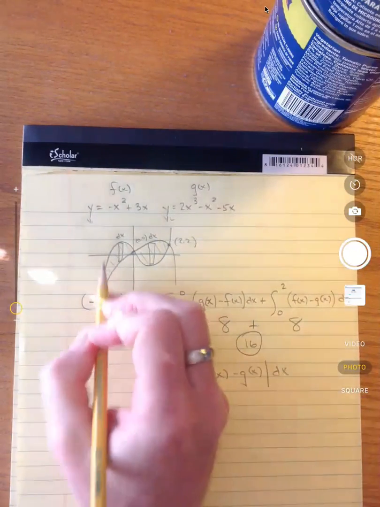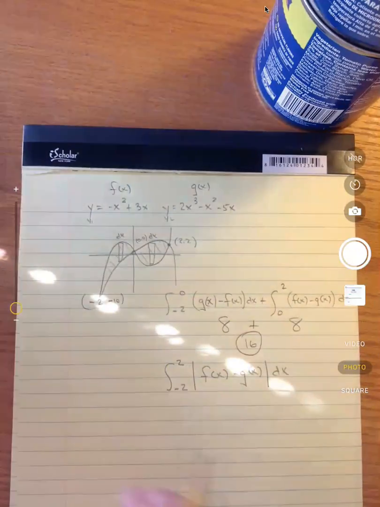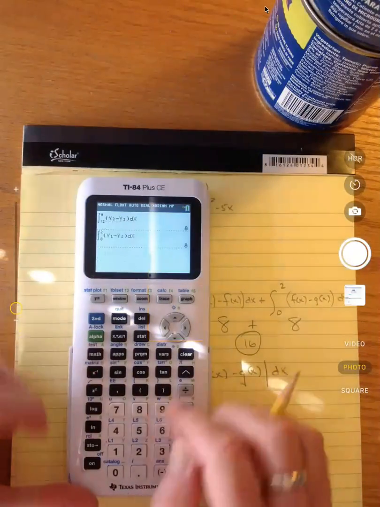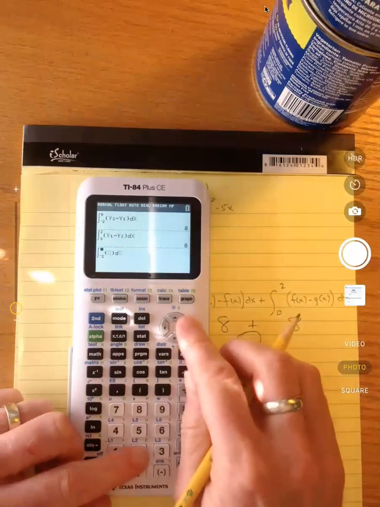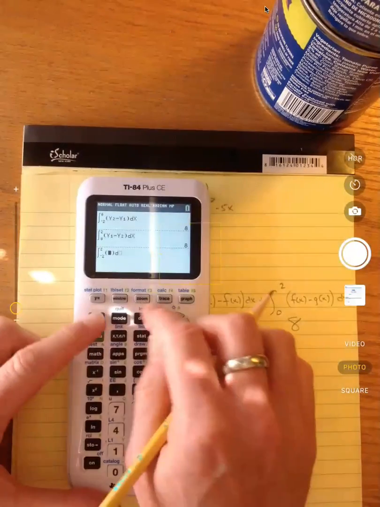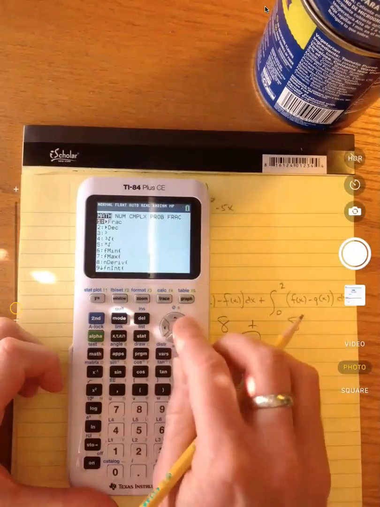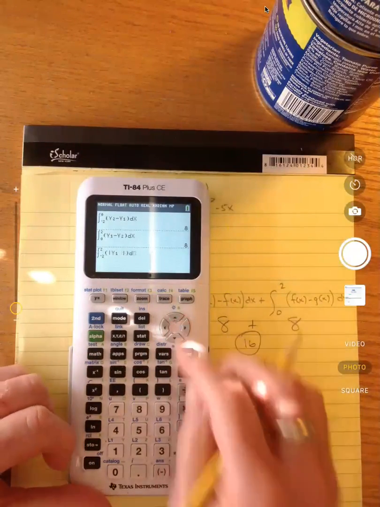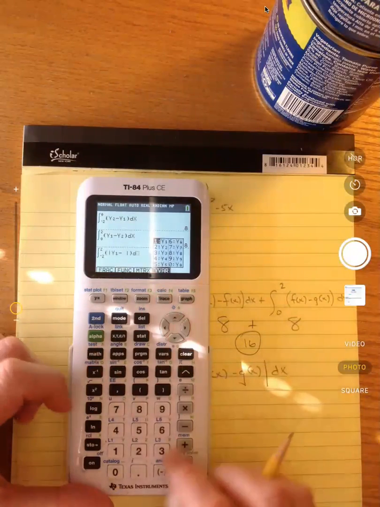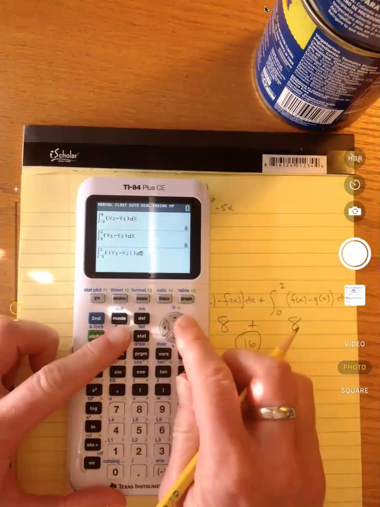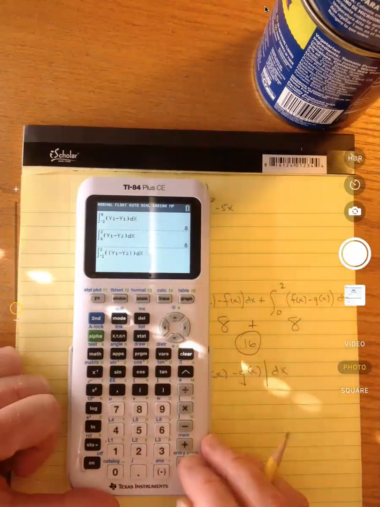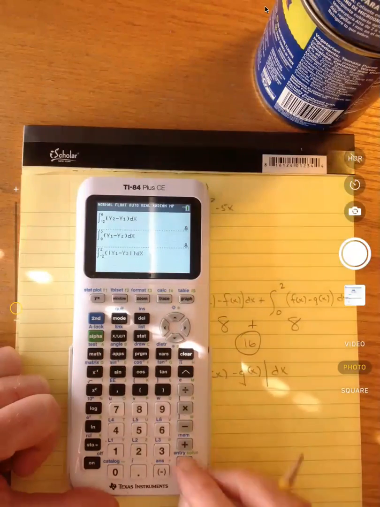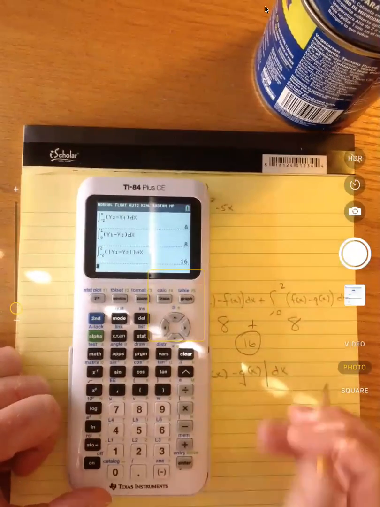So I'm going all the way across the interval. Let's see what that looks like. I'm going to go from -2 to 2, and I'm going to do the absolute value. And again, I'm just going to do y1 minus y2. And we should get what? 8 plus 8 should get my 16. And there it is.